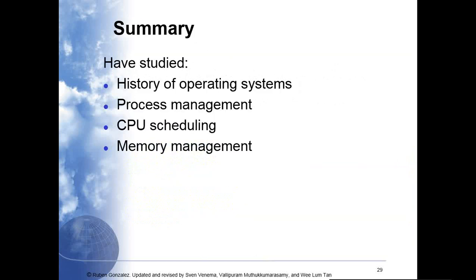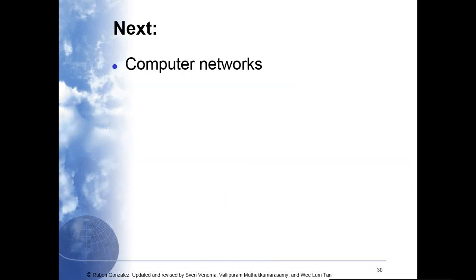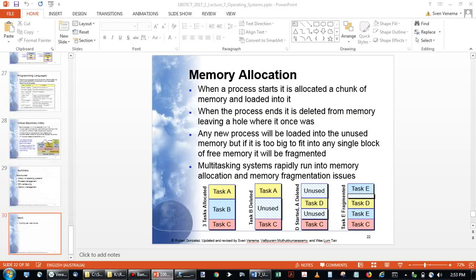So in summary for this section, we looked at the history of operating systems, process management, CPU scheduling, and memory management. Next time, we'll start on the networking section of the course, so that'll be computer networks. And that's the end of this section.